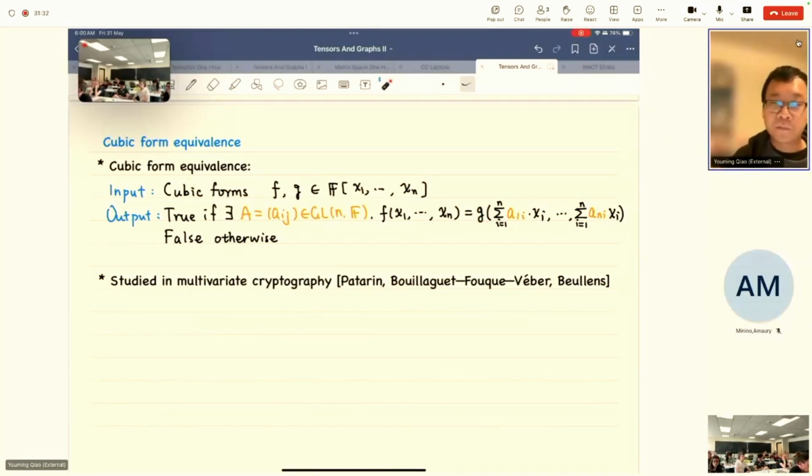Okay, so cubic form equivalence actually has a very interesting origin. It has been studied in the so-called multivariate crypto since the 1990s. So it has been studied, well, not very intensively, but at least there is some very serious work over there.